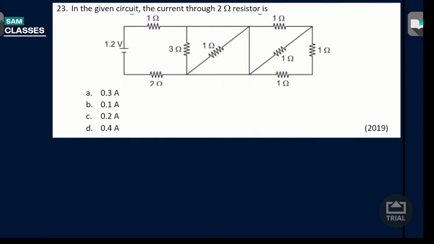चलो ट्राई करो, बहुत सिंपल है, ज़्यादा टफ नहीं है. How to simplify a complicated circuit? I'll show. Once you try, I'll show.